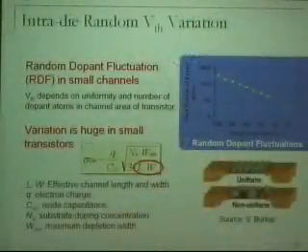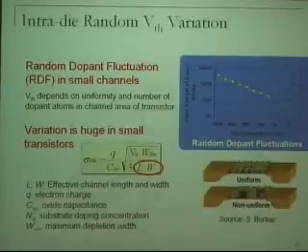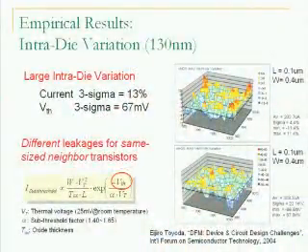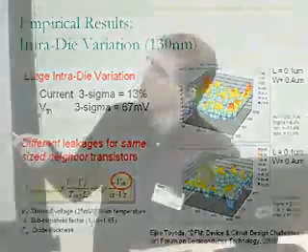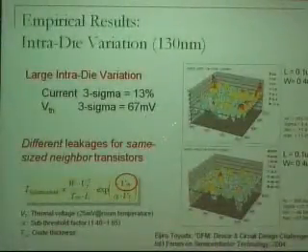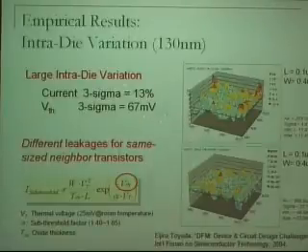And as I said, here you see that the variation is huge in a small transistor. And in cache, remember that you have very small transistors because it is area constrained. So you see the worst case of variation in cache. Some empirical results. This one comes from 113 nanometer. It shows 13% variation in leakage current, while 67 millivolt variation for VTH inside the same chip.